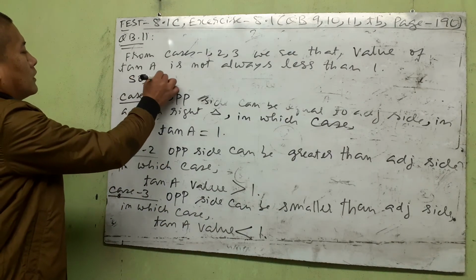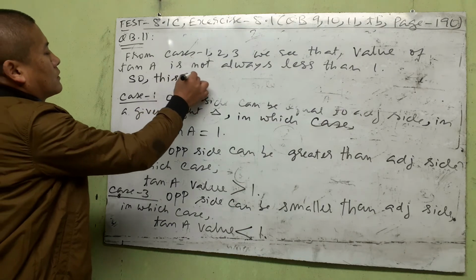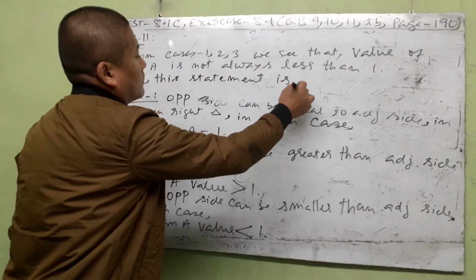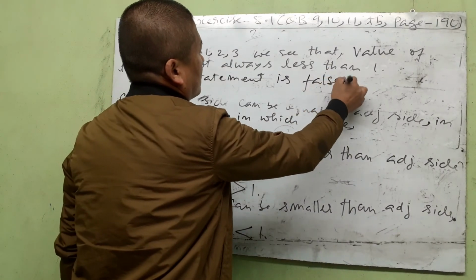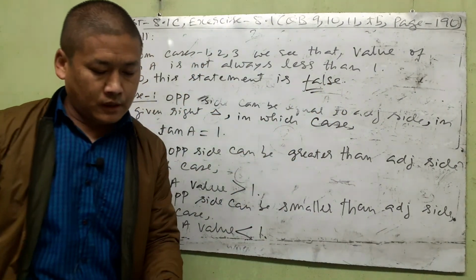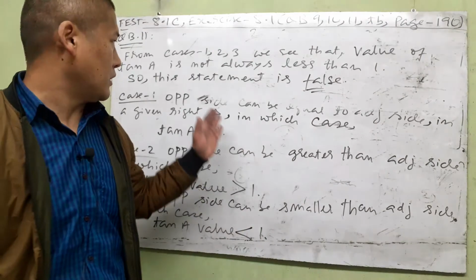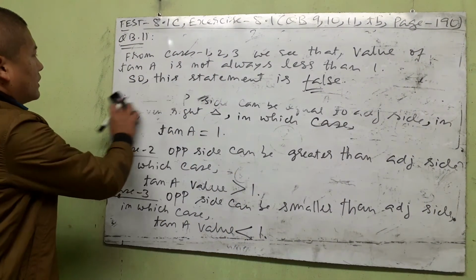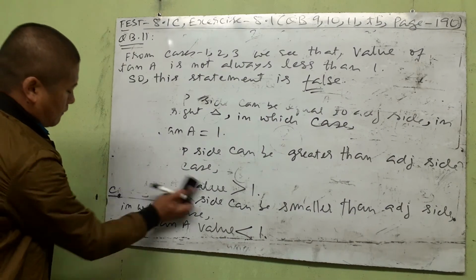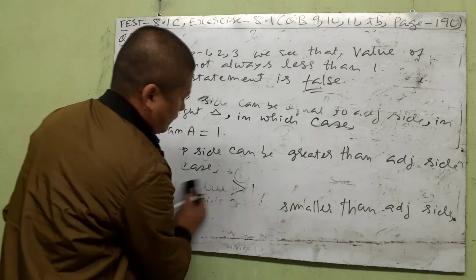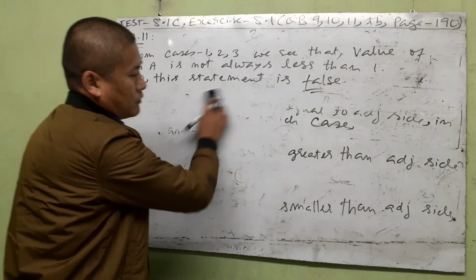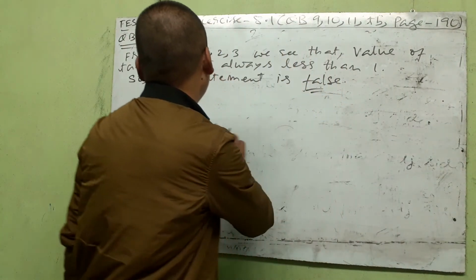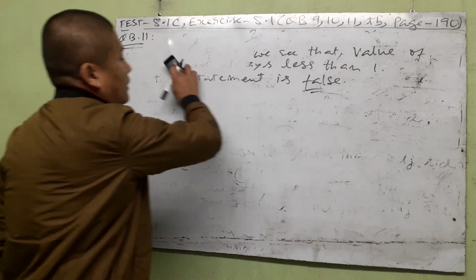So this statement is false. That means the statement given in the text, which says tan A value is always less than 1, is false. So we can write like that. Next, we have to justify our answer. So we're doing it like this to justify it.